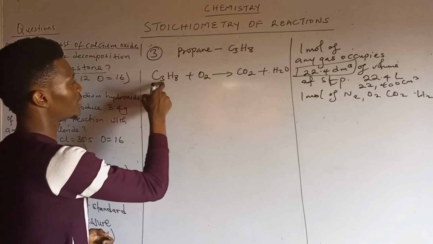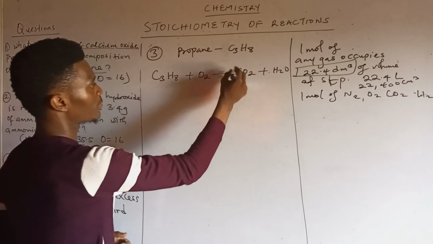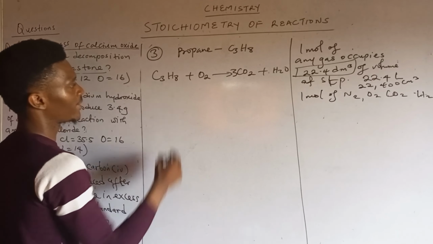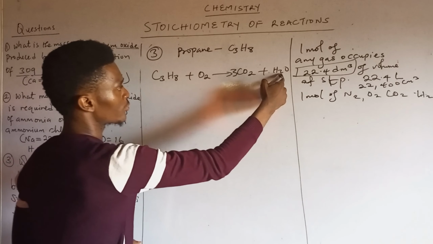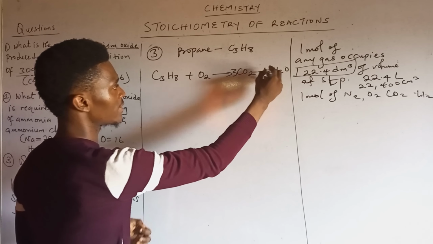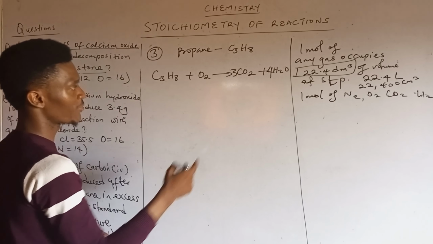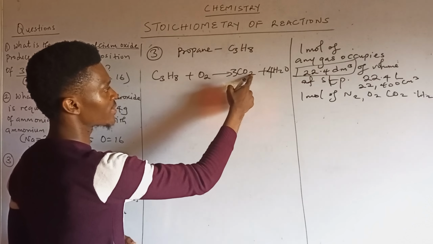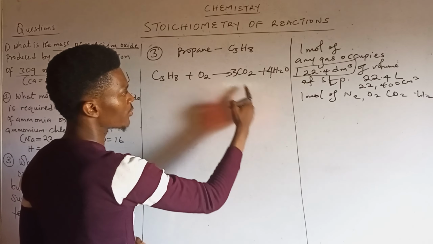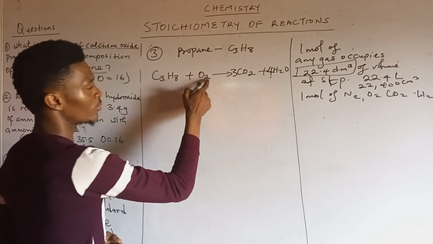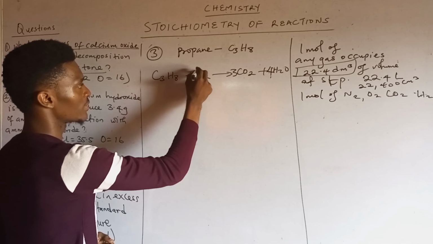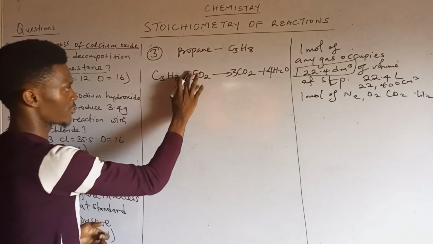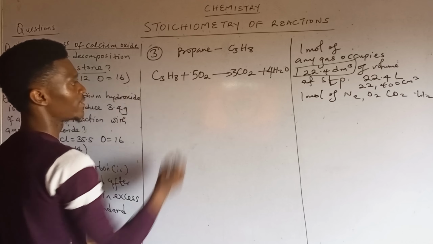So balancing this reaction, how many carbons here? 3. So we have to make here 3. Then how many hydrogens? 8. Then here is 2. What do you multiply by 2 to get 8? Of course, 4. So that becomes 4 times 2, 8. Then oxygen here is 2. But here is what? 3 times 2, 6. And here is 4. So 6 plus 4 is 10. So what do you multiply by 2 to get 10? 5. So balance the reaction. So the reaction is balanced now.